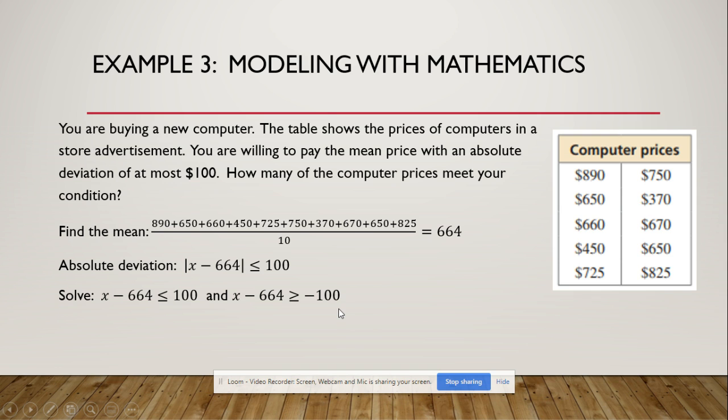Now we're going to solve both of these by adding a 664 to both sides. So we get x is less than or equal to 764 and x is greater than or equal to 564. So on this computer, we could spend anywhere between $564 and $764, but we don't want to go below or above that range.